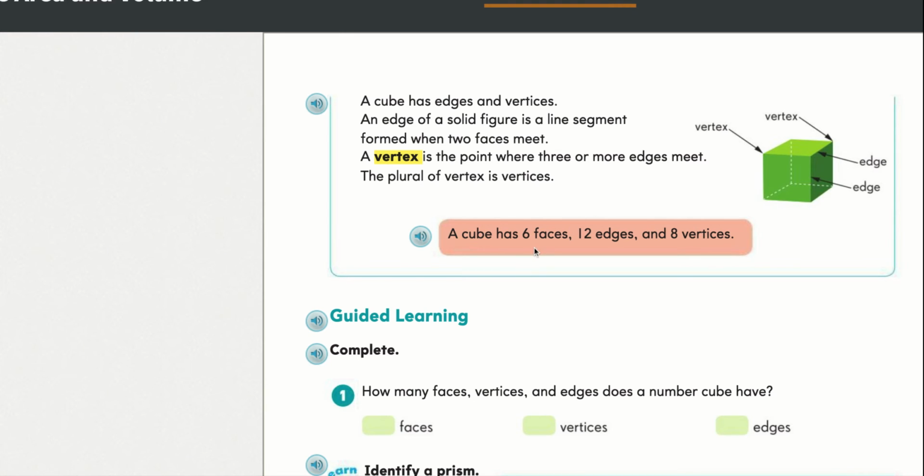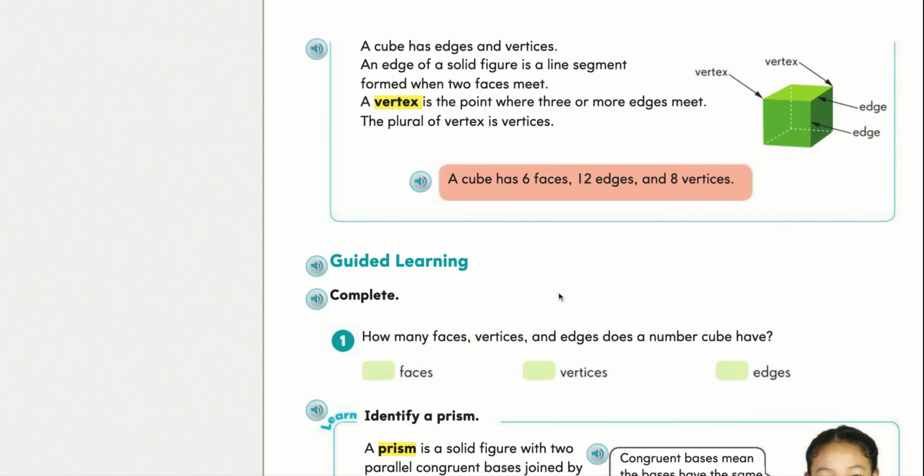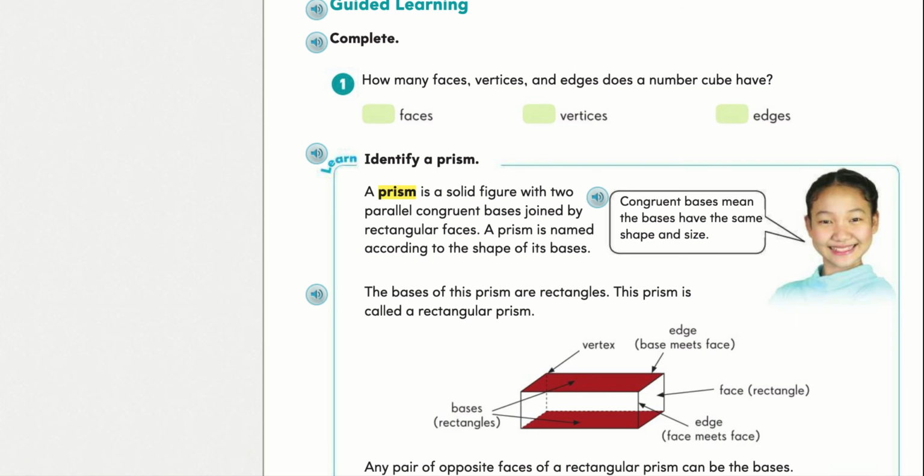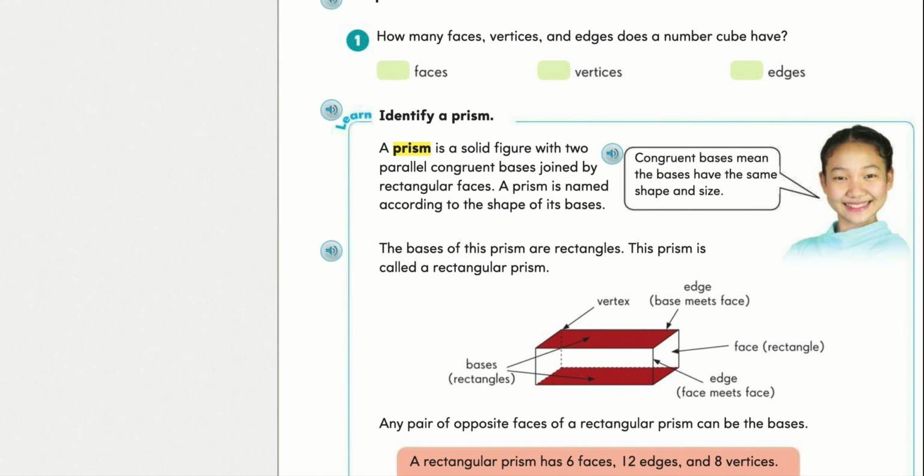So a cube has 6 faces, 12 edges, and 8 vertices. So these are the edges, and these are the vertices. How many faces, vertices, and edges does a number cube have? So it's talking about dice. So if you have a dice at home, you could look at it and try to count how many faces, vertices, and edges the number cube, or the dice, has.